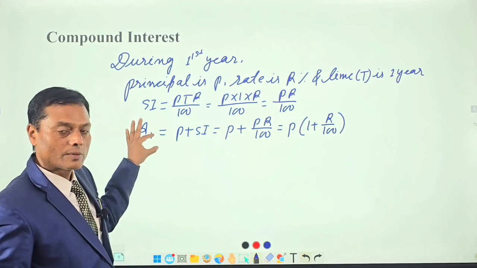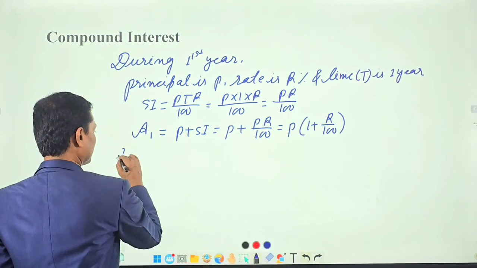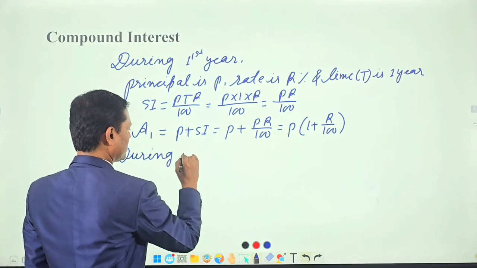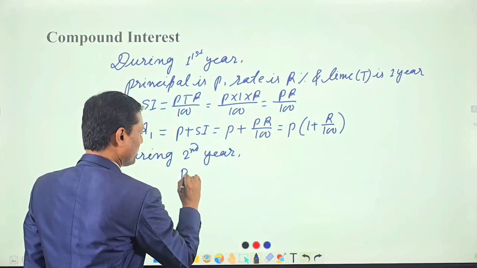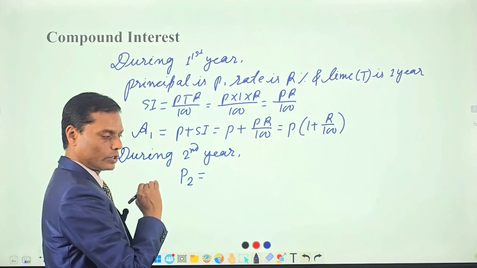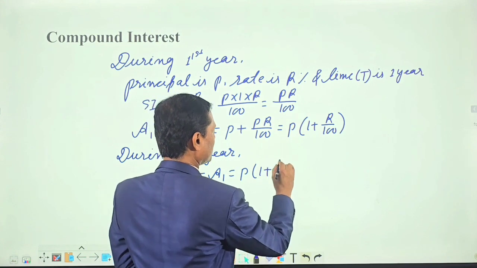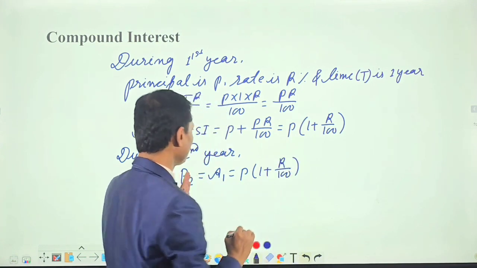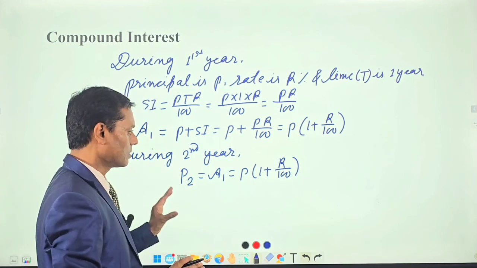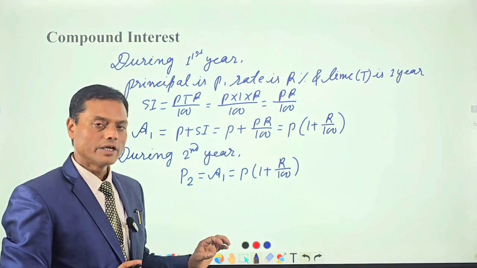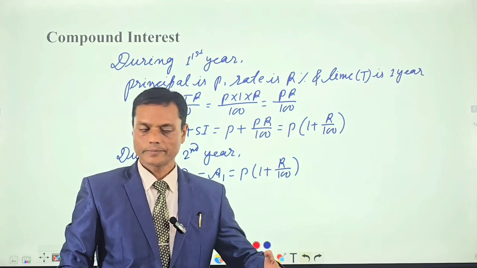And now if this amount becomes the principal at the beginning of the second year, right? So during second year, I write here P2, okay? P2 equals A1, right? And that is P times 1 plus R over 100. That is the principal, isn't it? So actually in compound interest, that's the basic knowledge: interest is added to the principal, amount is formed, and that amount becomes the principal for the next year.